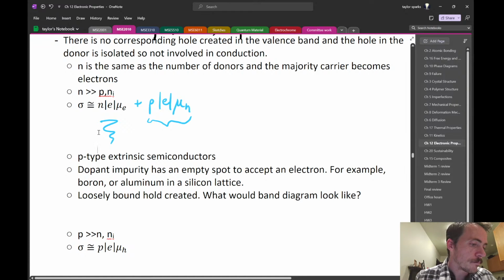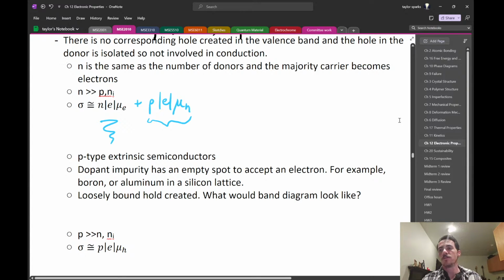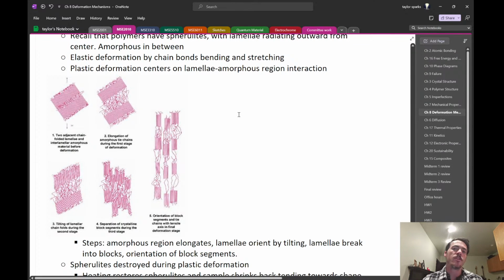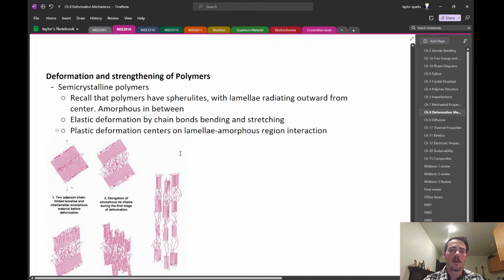Okay. One of the sides of the equation, yeah, I think we answered that. Can you go over strengthening mechanisms? So to look at strengthening mechanisms, you're going to want to go back to chapter 8. And I think that we sort of covered this already, but if you go back and read these, like deformation and strengthening of polymers, this would be good to go back and read through it.